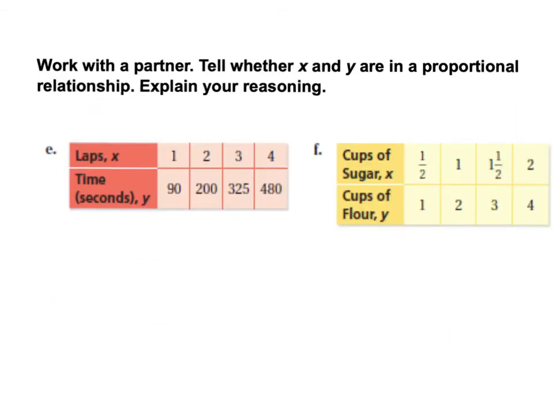Now, let's take a look at tables. We're only going to do two of them. We're going to do one that is not proportional and one that is. So again, you're not going to work with a partner. We're going to do it all together. And you're going to tell whether x and y are in a proportional relationship. Explain your reasoning. Straight line, 0, 0. Same thing. Straight line, we need to have a slope. So we're going to have to find the change in y over the change in x.